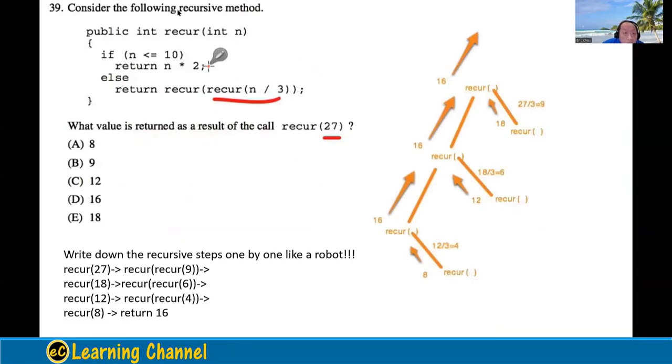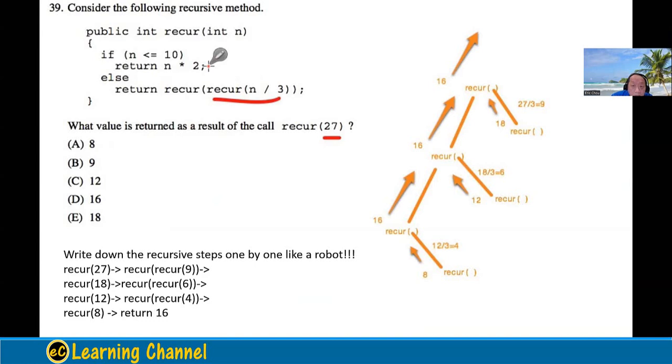So look at this problem, okay? This problem is a problem in the 2014 practice exam. So there is a recursion of n equals this. What is recursion of 27? So let's see, you have R of 27.